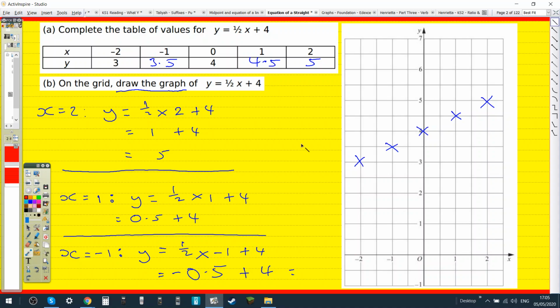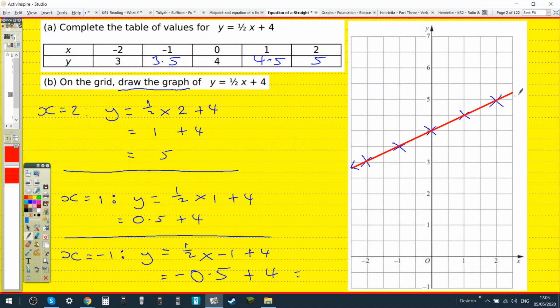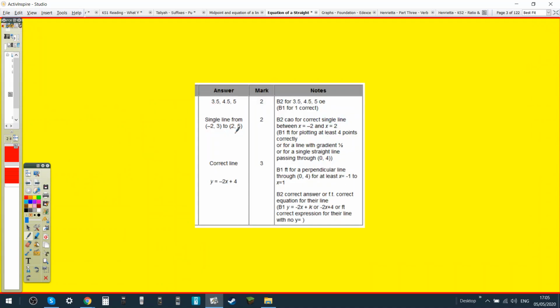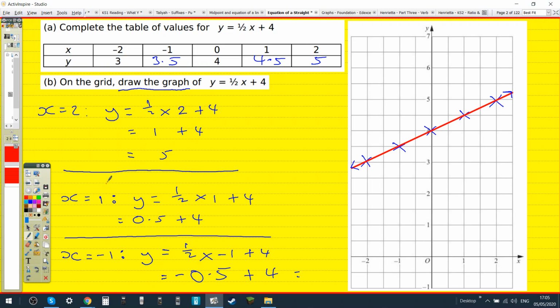And then the last thing you do, you draw the line. You connect the dots. Yeah, we join them up, and they wanted the graph. I put a little arrow to show it goes forever and ever. Right, so you fill in the table of all the values, and then you plot the points and join them up. Any questions there?